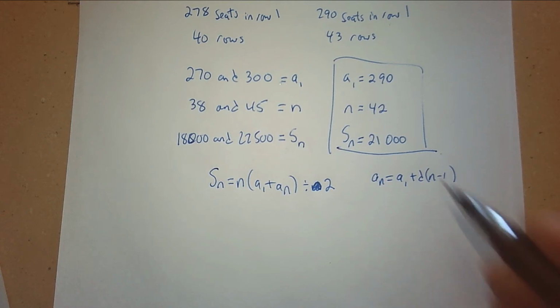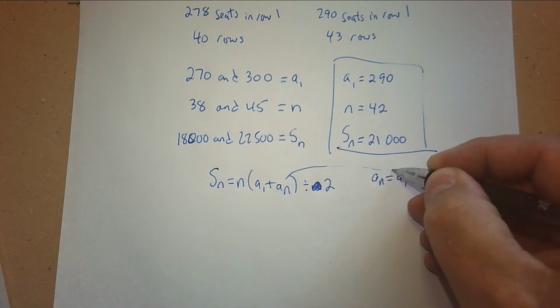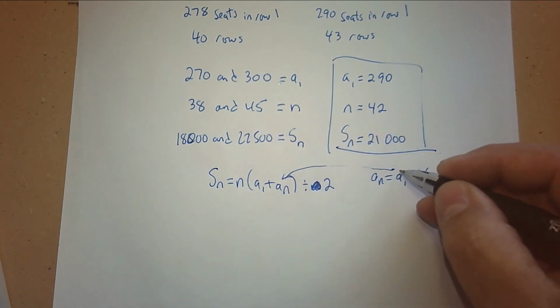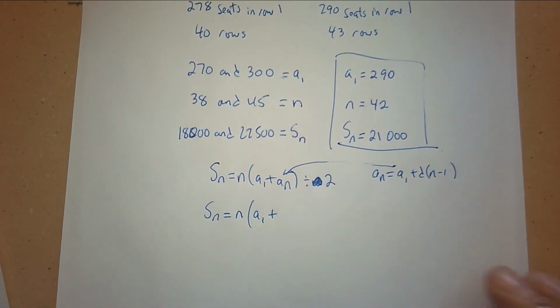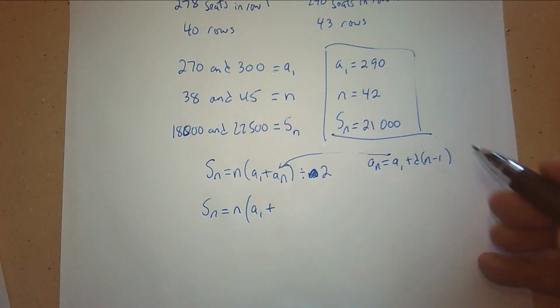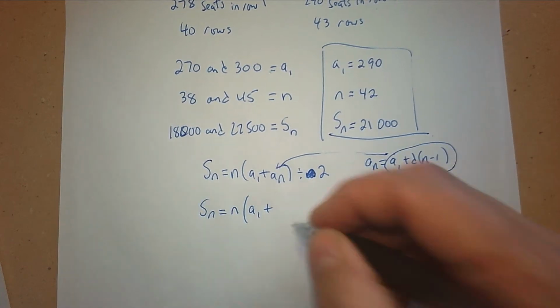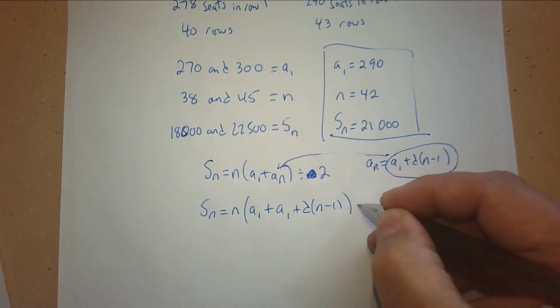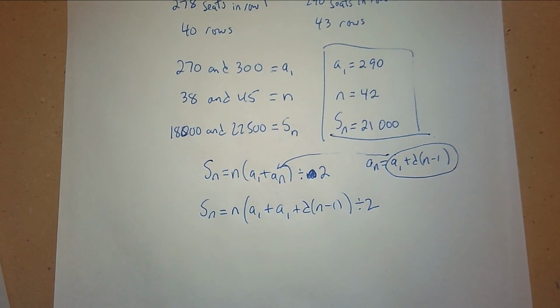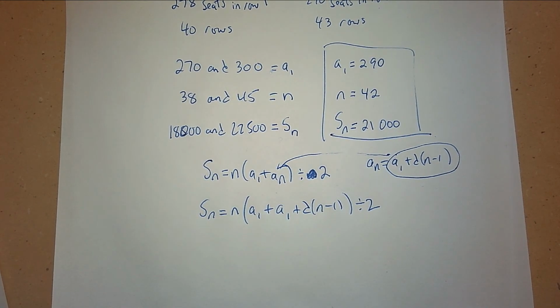So, do you see where AN is in the first formula? I'm going to replace it. So instead of AN, what does AN equal? A1 plus D, n minus 1, and then divided by 2. So I took the formula I know, and I did a substitution, because I need to know what the common difference is going to be. I need to know how much each row is going to increase by in my arena. I don't know it yet.